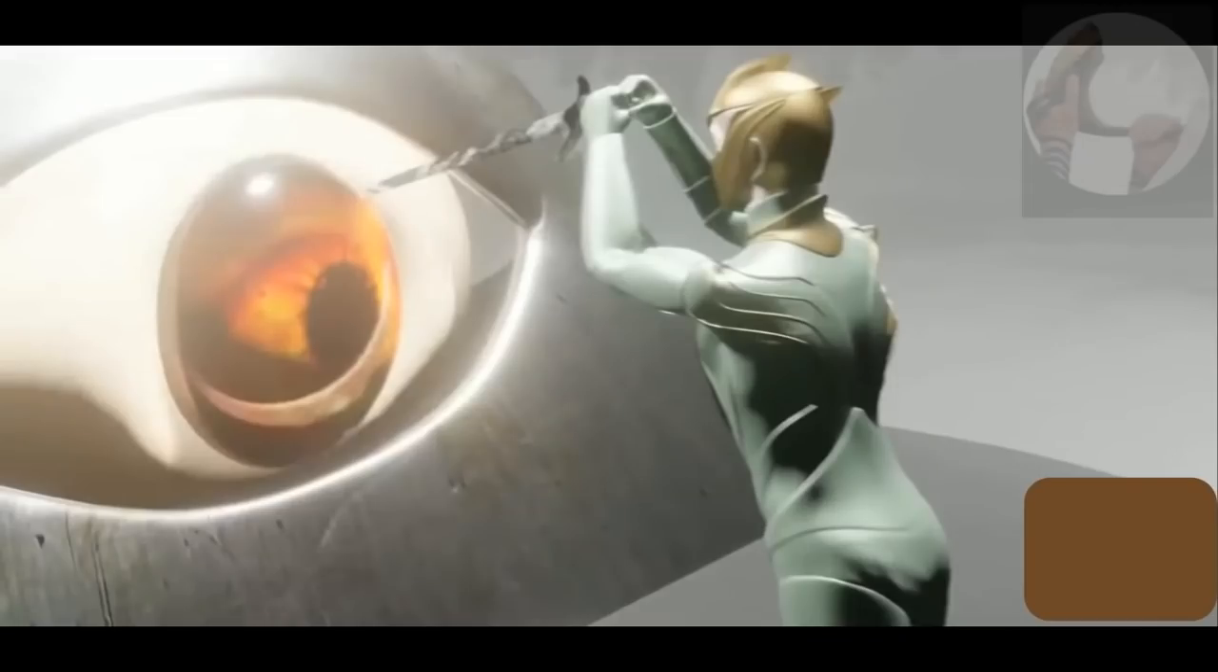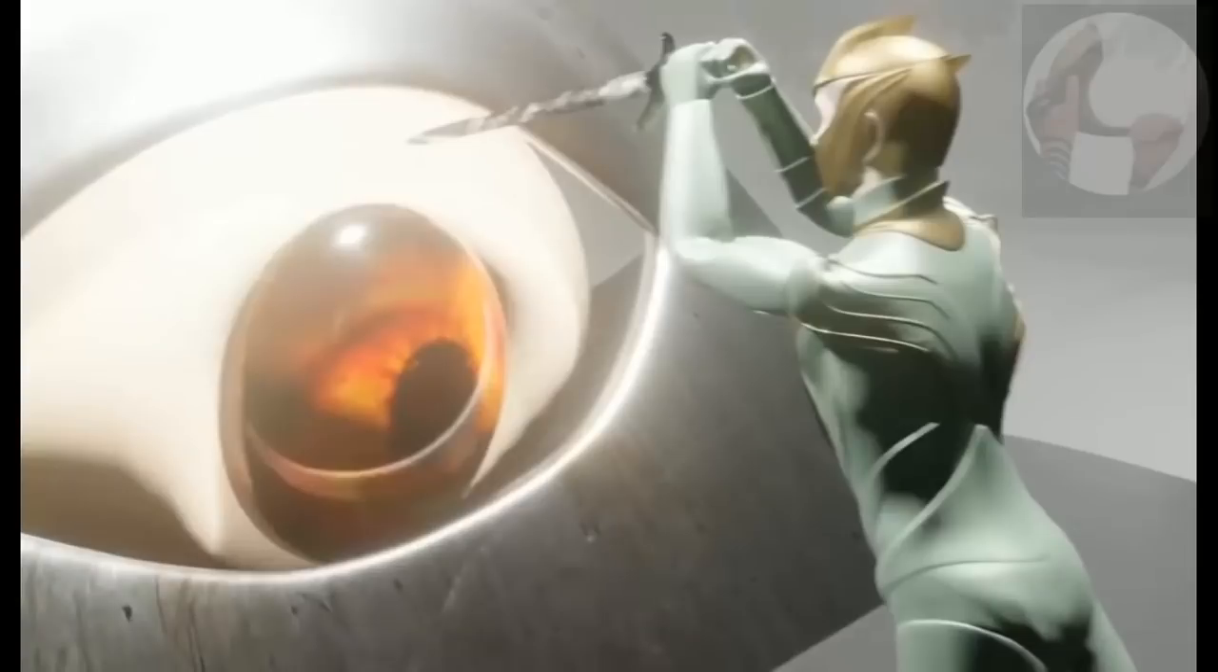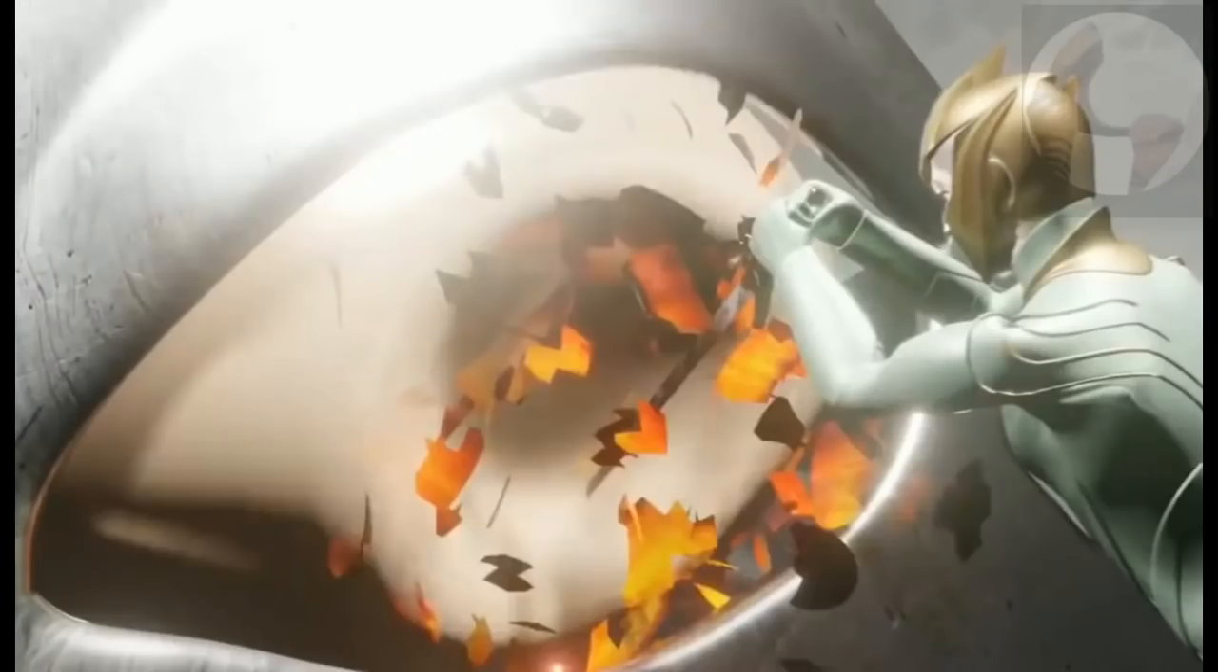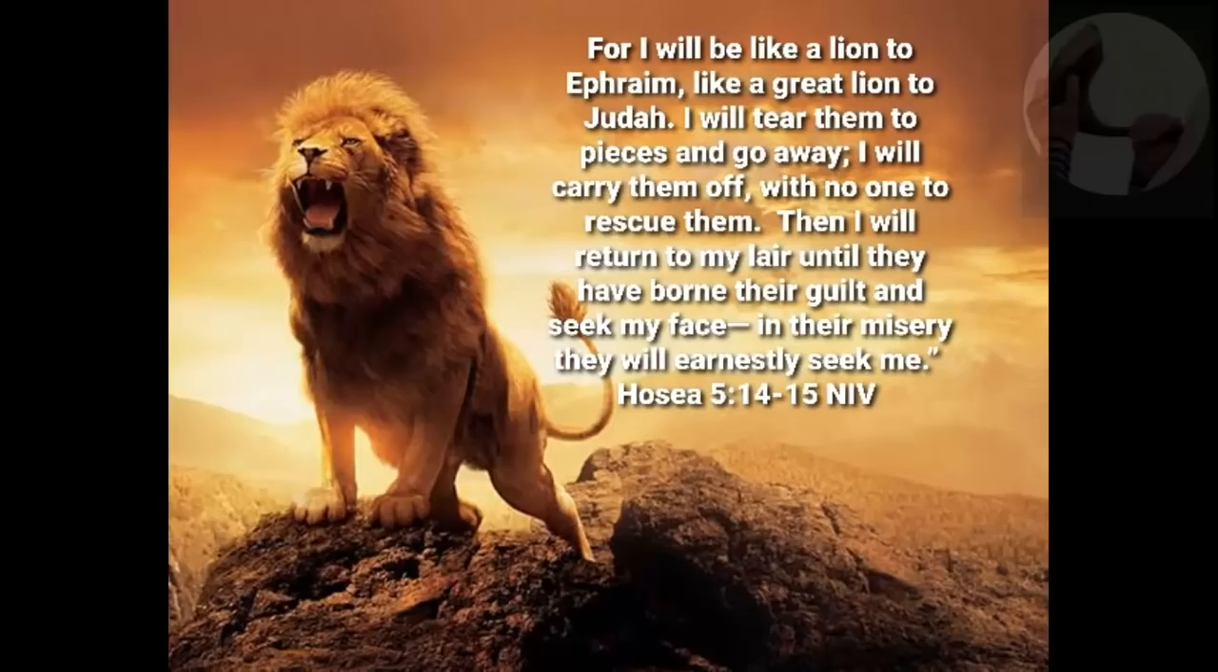So he plunges his sword into the eye above the pyramid. So this is speaking of the destruction of Dajjal, the destruction of our Yeshua, by Isa. And basically, this is what would be happening at that time.